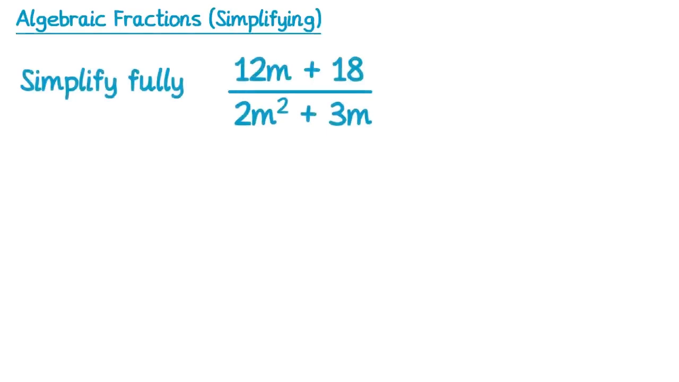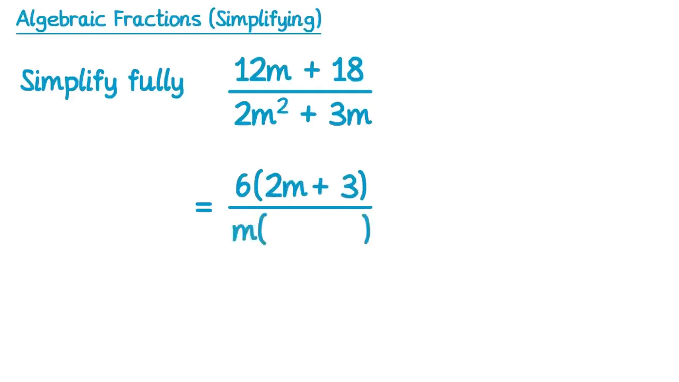If we were asked to simplify this fraction here, we want to do this by factorizing and looking for common factors. If we factorize the top, this will be a single bracket factorization, there's a common factor of 6. Inside the bracket, to get 12m we would need 2m, and to get to 18 from 6 we need to multiply by 3. On the bottom it's also a single bracket factorization. This time we can factorize out the m. To get 2m squared from m, we need to multiply by 2m. And to get 3m from m, we need to multiply by 3.